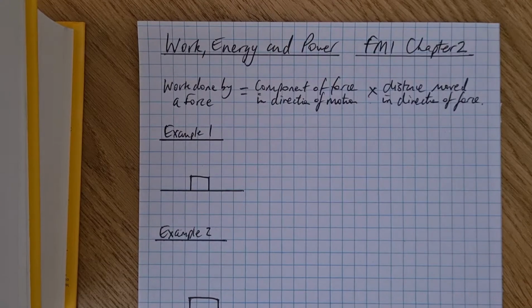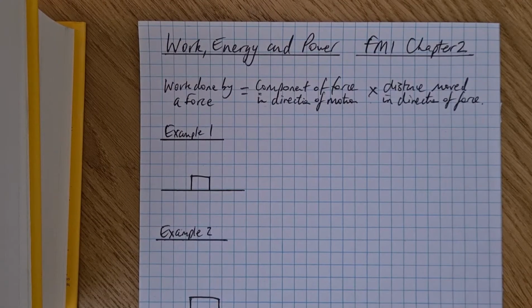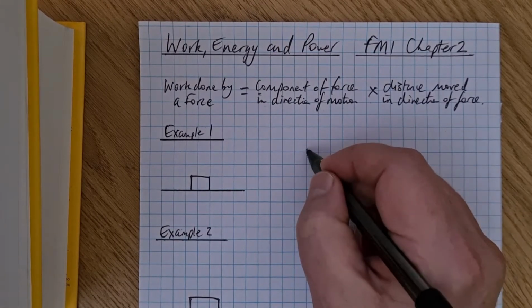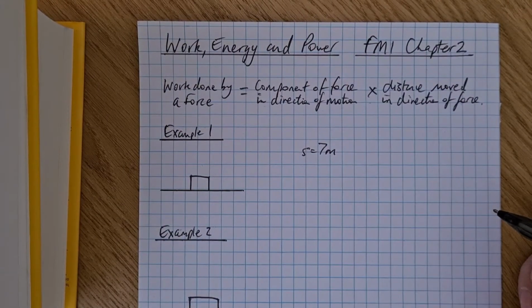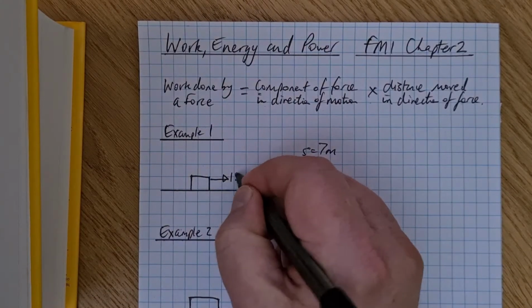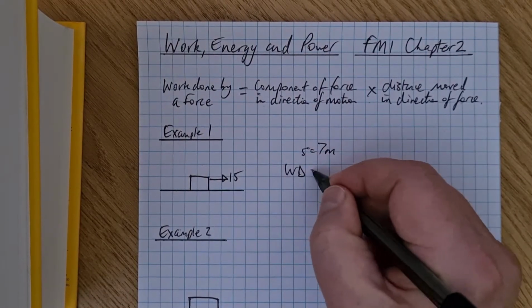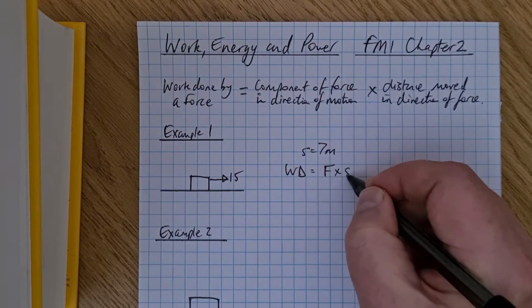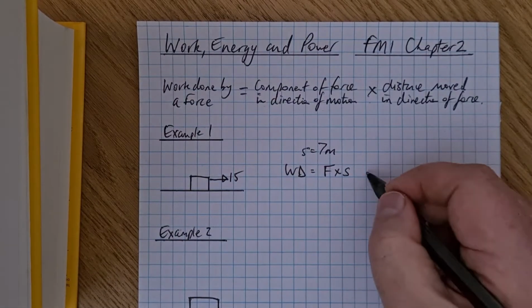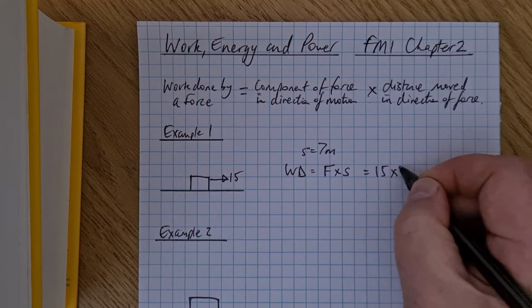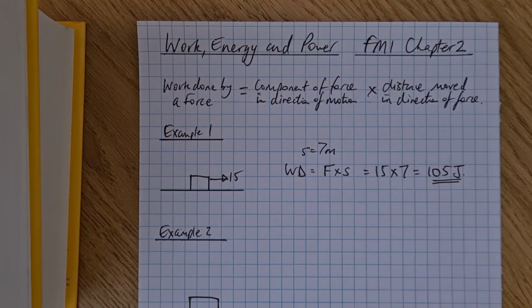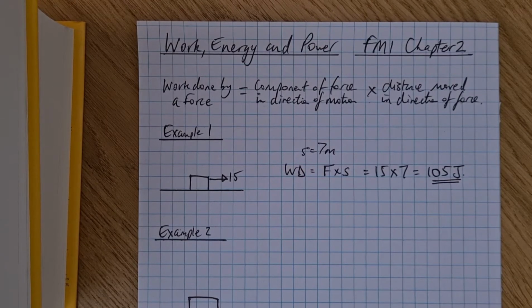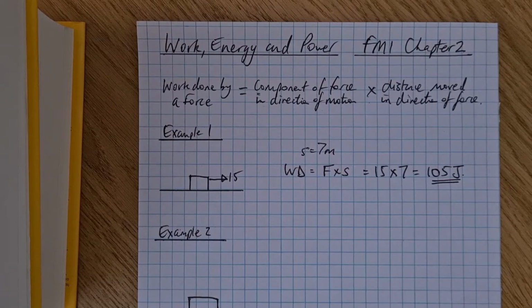Moving straight on to example number 1, we've got a box that is pulled 7 meters, so a distance of 7 meters, by a horizontal force of 15 newtons. Quite simply here, the work done is the force times the distance in the direction of the force. So it is simply 15 multiplied by 7, which gives us 105 joules, which is our unit of work done and energy.